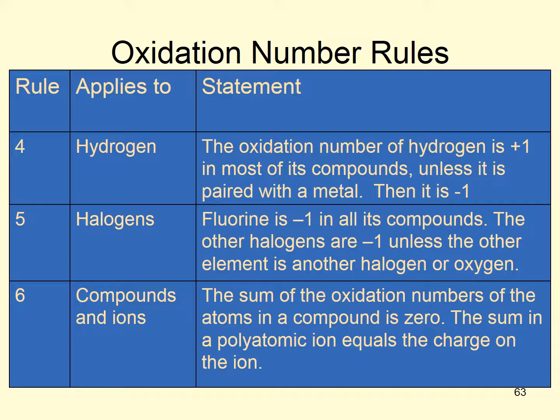And then this is probably one of the most important rules, that in a compound or an ion, the sum of the oxidation numbers for each individual atom, if it's a neutral compound, the sum will always equal 0, and if it's some kind of polyatomic ion, the oxidation numbers of each individual atom will have to sum to the charge of the ion. So I think the best way to go through these rules is to just show examples.